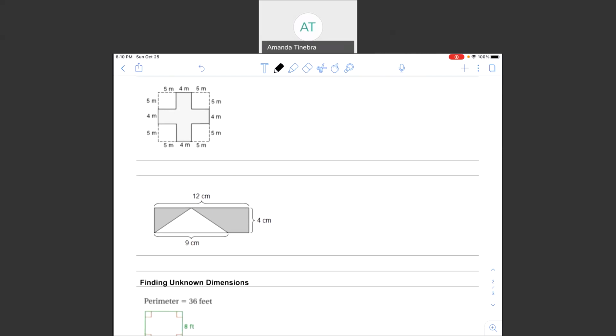For this one, when I'm looking, I see that I have a large square. I want the area of the shaded region. I also see that I have 4 small white squares. So what I'm going to do for the area of the shade is take the area of the large square minus 4 times the area of the small squares.